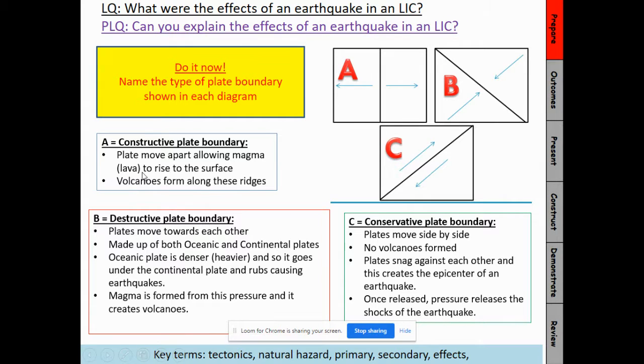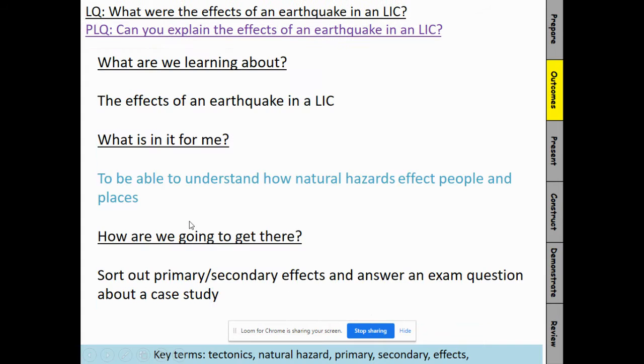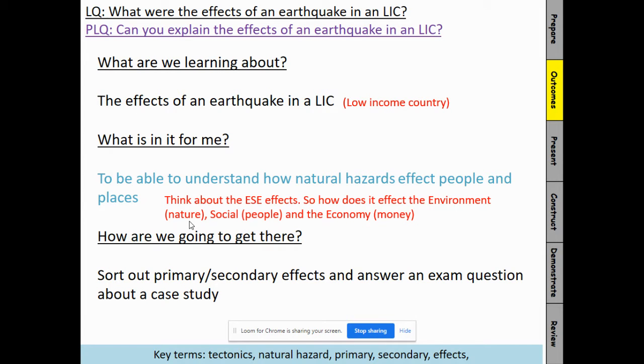So in this lesson we're going to look at an earthquake that happened on a destructive plate boundary. We're going to look at the effects of an earthquake on a low-income country, so that will be a poor country. And why are we doing it? Again, we want to be thinking about the ESE effects. How does this affect the environment? How does it affect social? And how does it affect the economy?